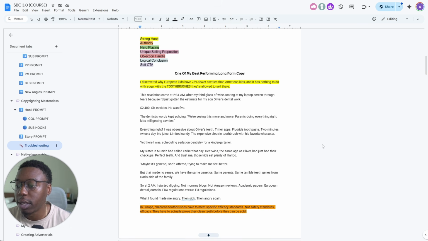Everything right? I was obsessive about Oliver's teeth: timer apps, fluoride toothpaste, 2 minutes twice a day, no juice, limited candy, the expensive electric toothbrush with his favorite character. Yet there I was scheduling sedation dentistry for a kindergartner.